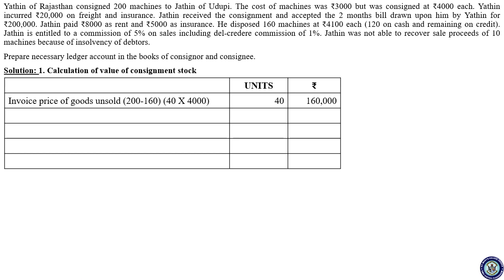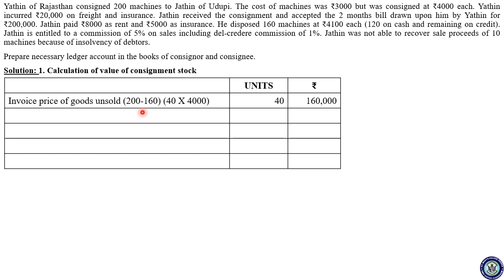listen, Athene has consigned to Jatin at 4,000. It is the invoice price. But Jatin received at 4,000, which means for Jatin it is the cost, right? This 4,000 is the cost for Jatin because he received the goods at 4,000 each. So you can write cost price of the goods unsold because you are preparing in the books of consignee, right?